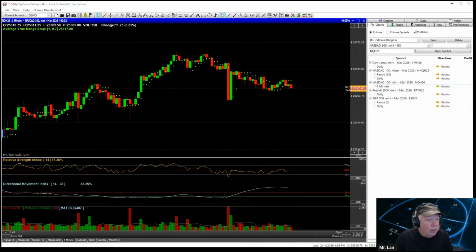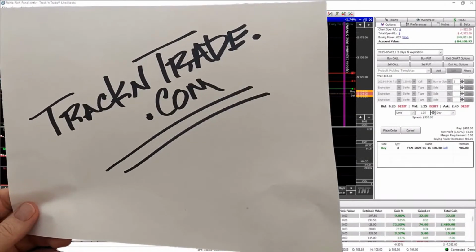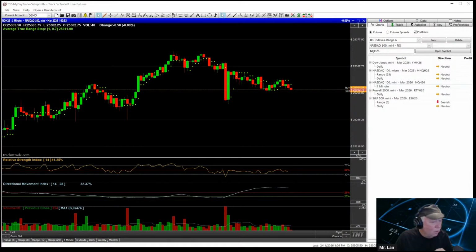Anyway, let me show you this just to make sure so you know where the software is. Okay, this is the software I use. It's called Track and Trade. They've got two versions. I'm using Track and Trade, trackandtrade.com. That's where we get the software. It's the futures version. But anyway, let's see if we can make this work. All right, we're going to come in and trade.